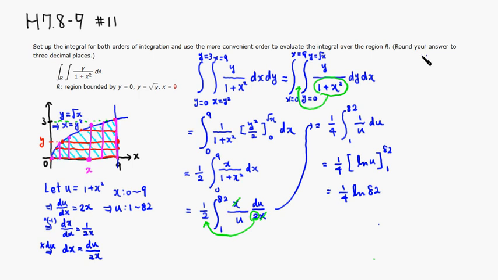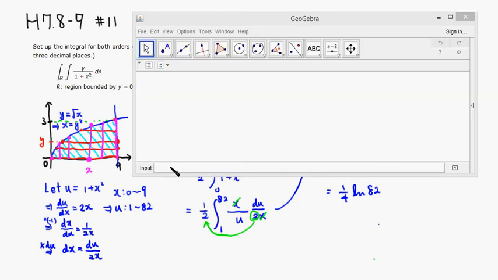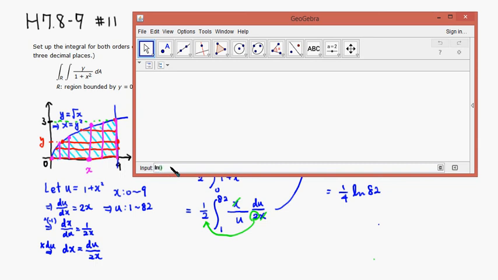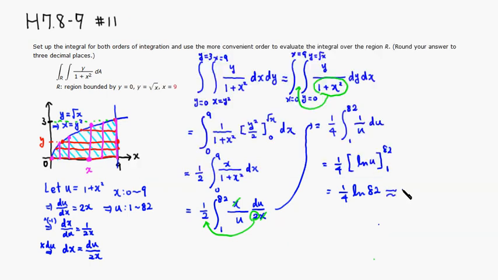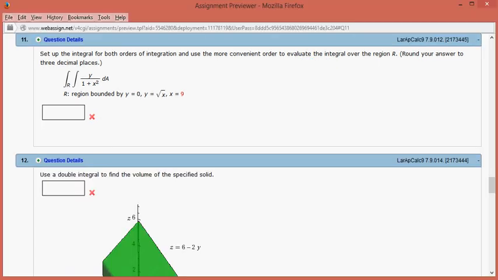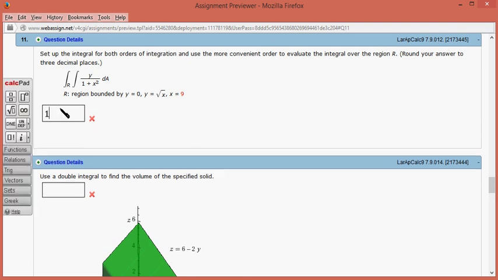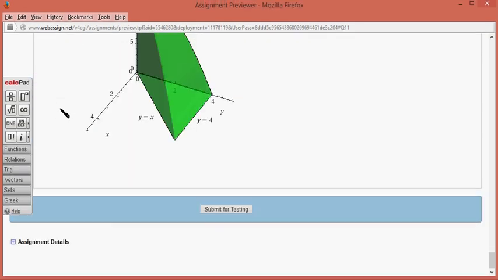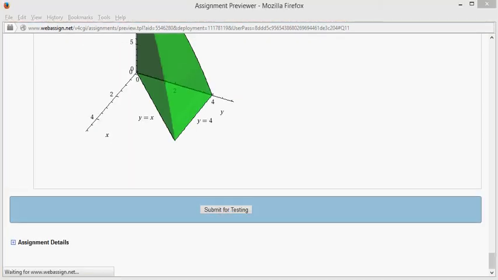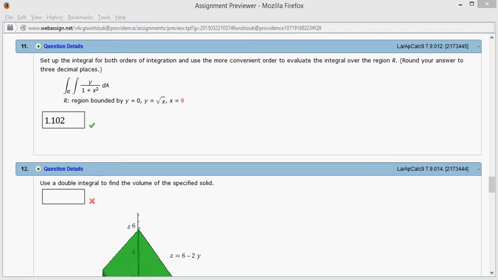Let's type it in. Oh, actually, round to 3 decimal places. So let's open up GeoGebra. We have natural log of 82 divided by 4, and it came out to be 1.102. Let's type it in, 1.102, and double check. Submit for testing. It came back and looks like we got this one correctly. That's it. I hope that this was clear.